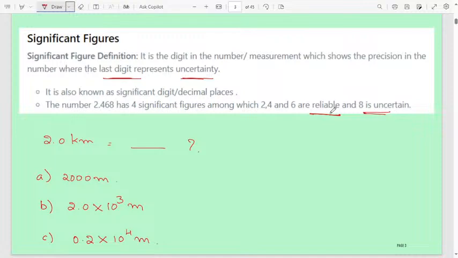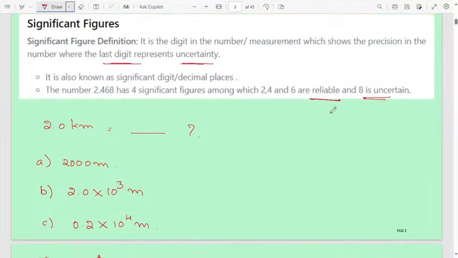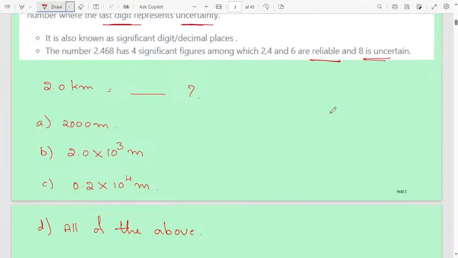Okay, let us consider the rules here first. Here I have given one example, 2.0 kilometer. This will be equal to what? Here I included four options. Option A, 2000 meter. Option B, 2.0 into 10 to the power of 3 meter. Option C, 0.2 into 10 to the power of 4 meter. Option D, all of the above.